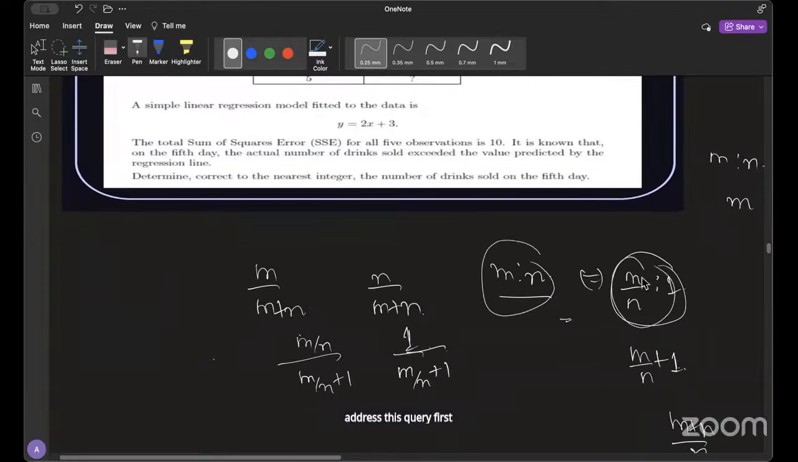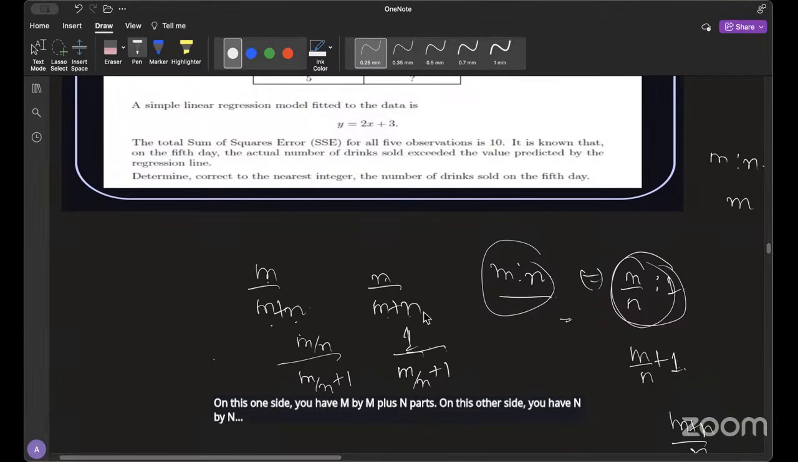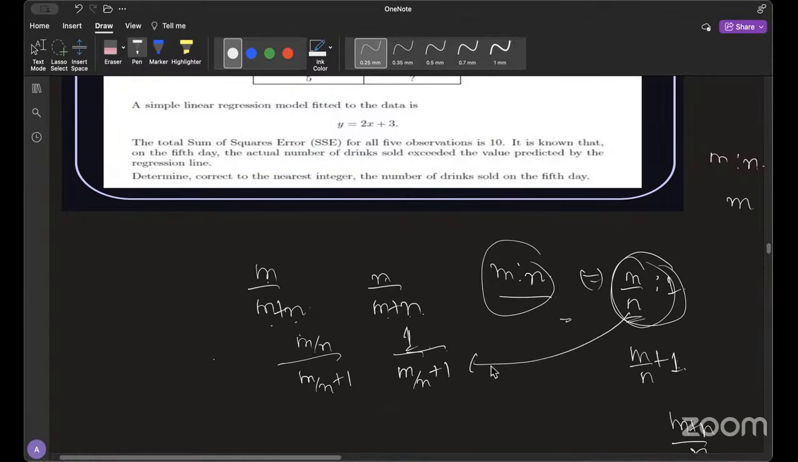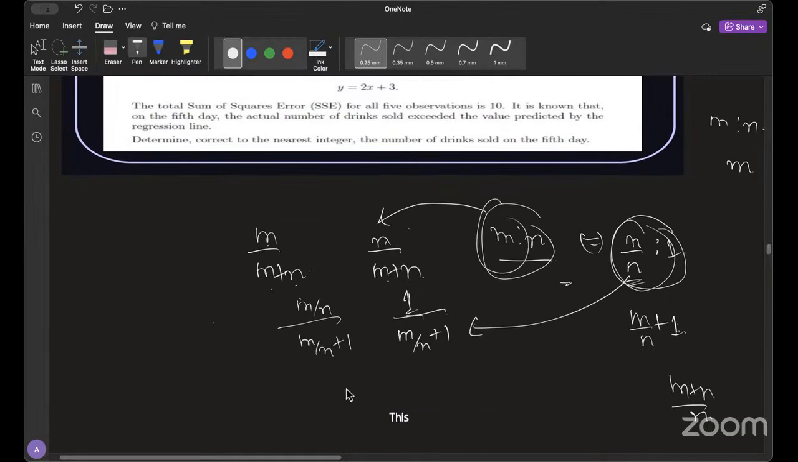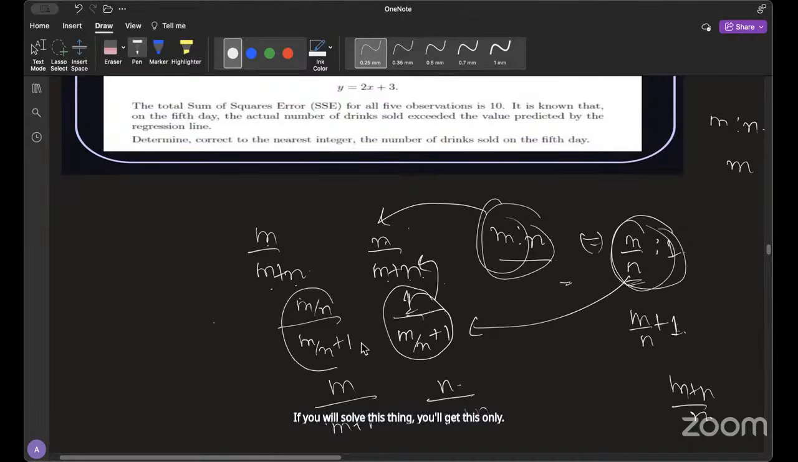Why are these two ratios the same? Because on this one side you have m by m plus n parts, and on this other side you have n by m plus n. This one means this, and this one means this. If you solve this entire thing, you will only have m by m plus n, and there you will have n by m plus n. If you solve this thing, you will get this, and if you solve this thing, you will get this. That's why these two ratios are the same.